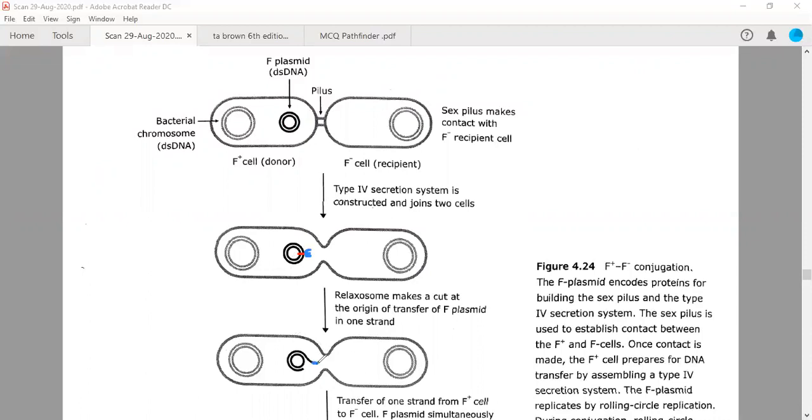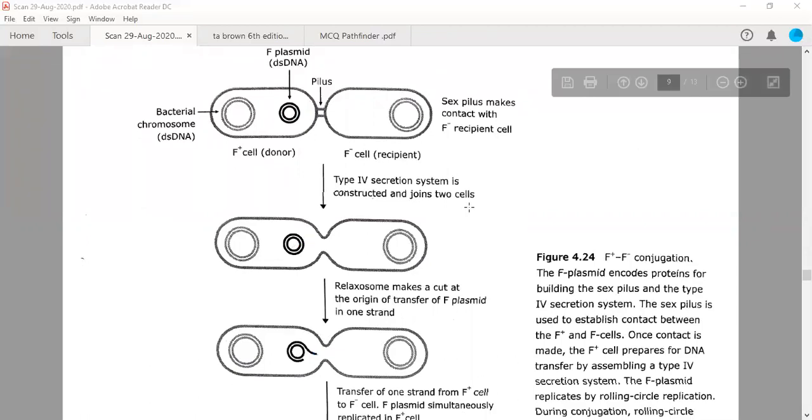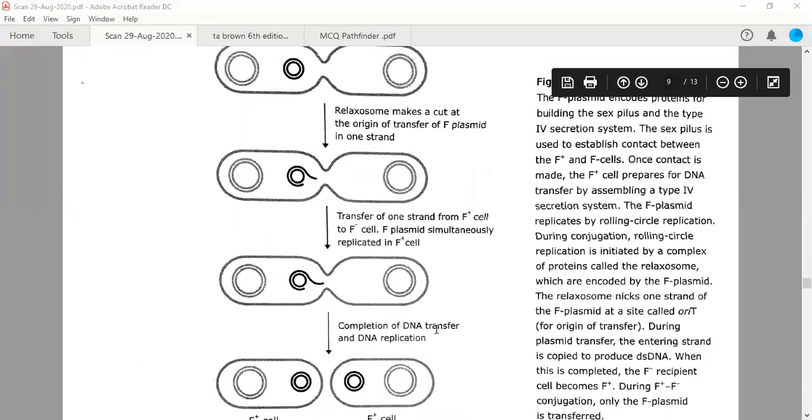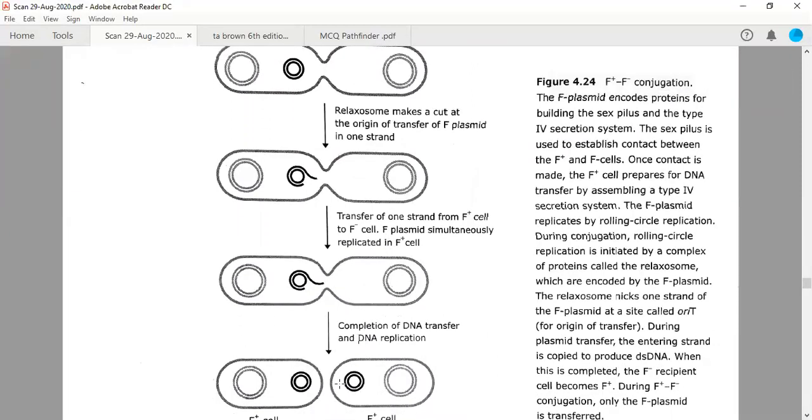Then this transfer will start through the cytoplasmic bridge from 5' to 3' direction, right? So this one strand will move from this donor cell into the recipient cell, and after this is transferred, it will finally be converted into double-stranded form. So after completion of DNA transfer and DNA replication, this will also become double-stranded DNA, the plasmid.